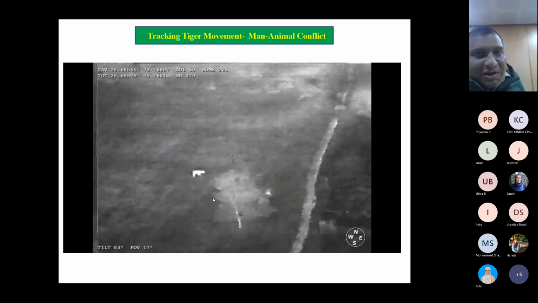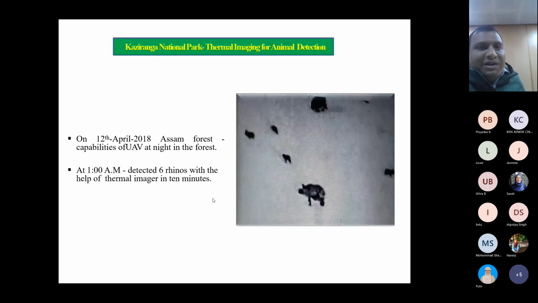This is the picture that he shared. They could track it, and the animal was tranquilized and taken back. One very good operation they did using the drone. Again in Kaziranga National Park, in a few minutes, as you can see written at 1 a.m., when they flew the drone using thermal sensors, they could detect six rhinos immediately.